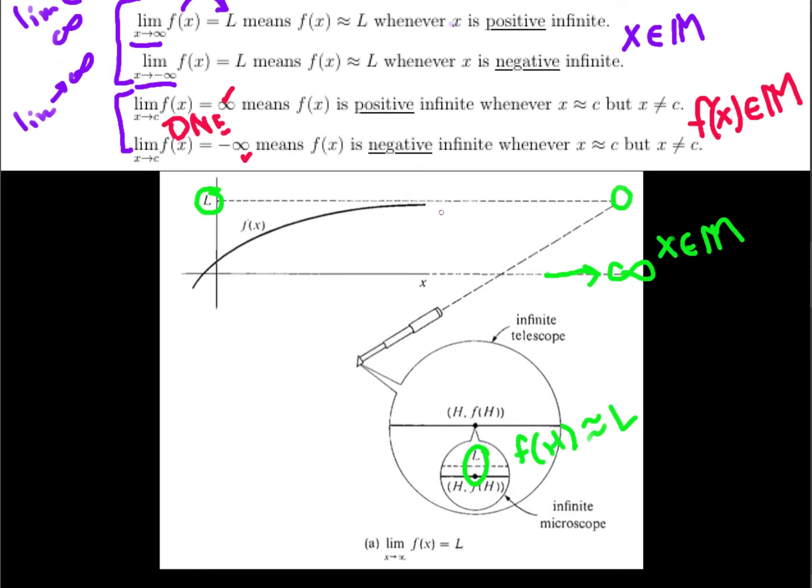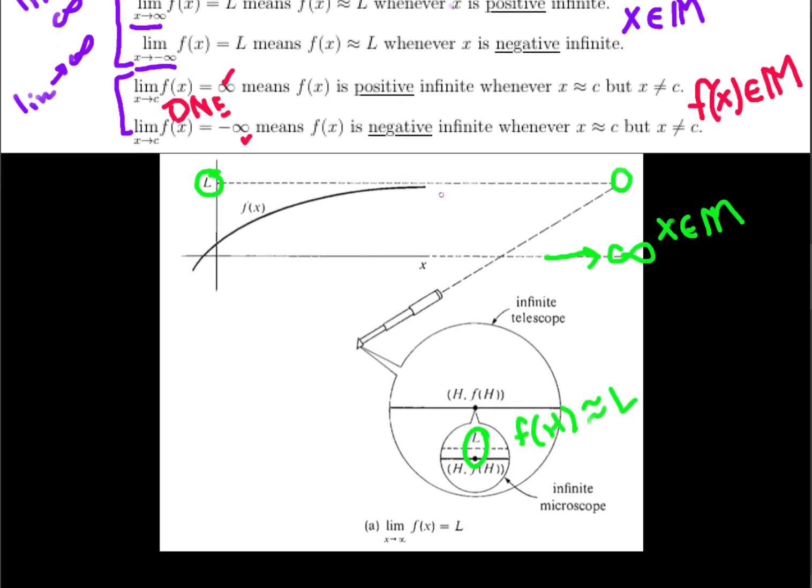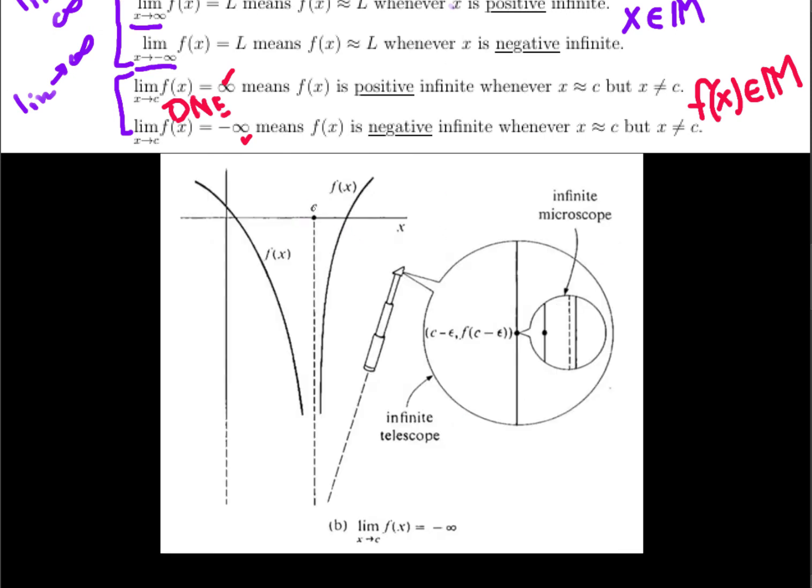Now, in the second case, the image would look something like this. Here we have that the input is approaching c. It's getting infinitely close to c. But the output, this curve f of x, is, in this case, going to negative infinity. It's shooting down. And again, I could take my infinite telescope and look out at infinity.